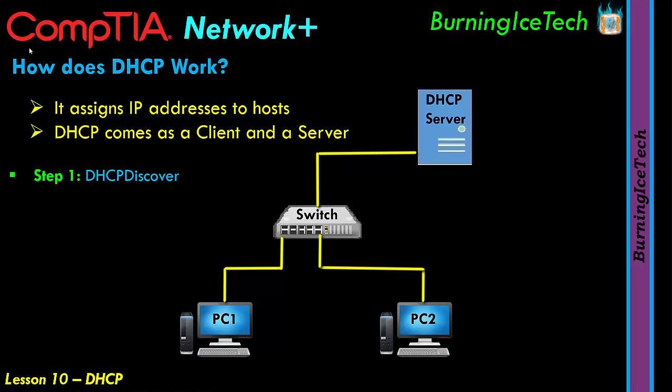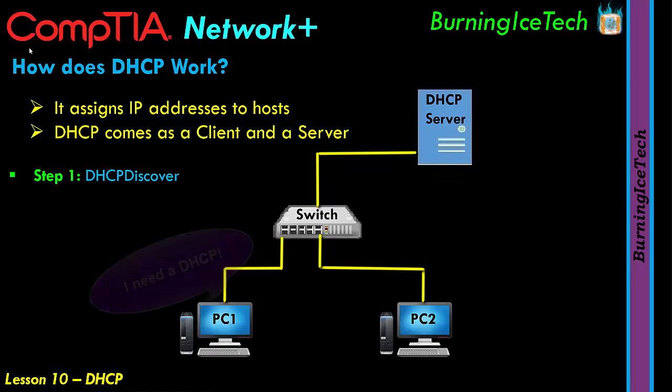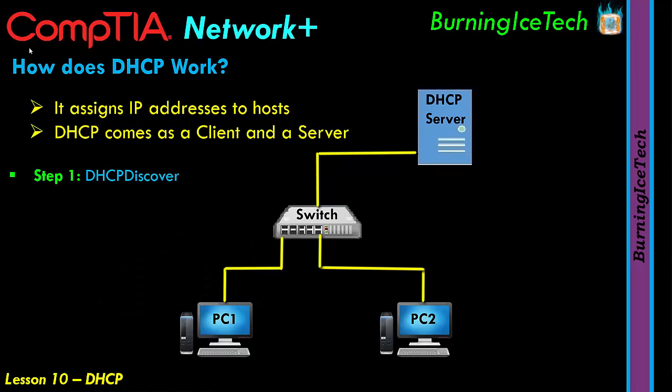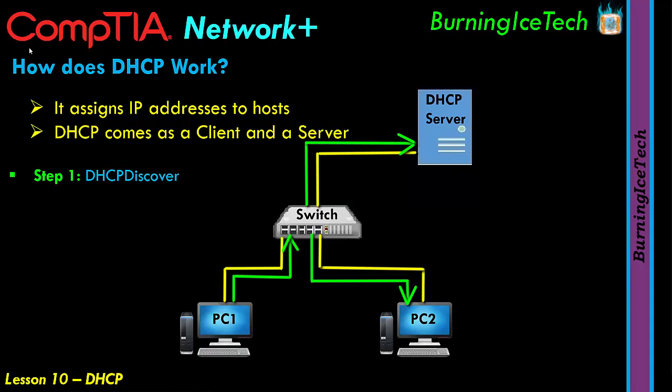You can imagine your PC just shouting out to everyone saying, I need a DHCP server, hoping that somewhere on this network there is a DHCP server. Usually there is. Now this is known as a broadcast message. It broadcasts over the whole network and hopes somewhere a DHCP responds to that broadcast.